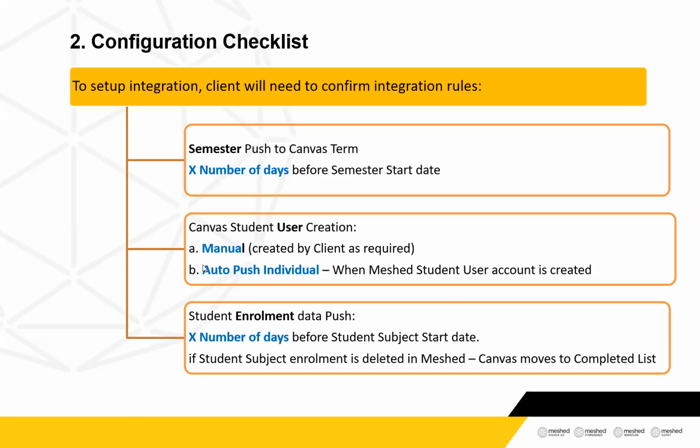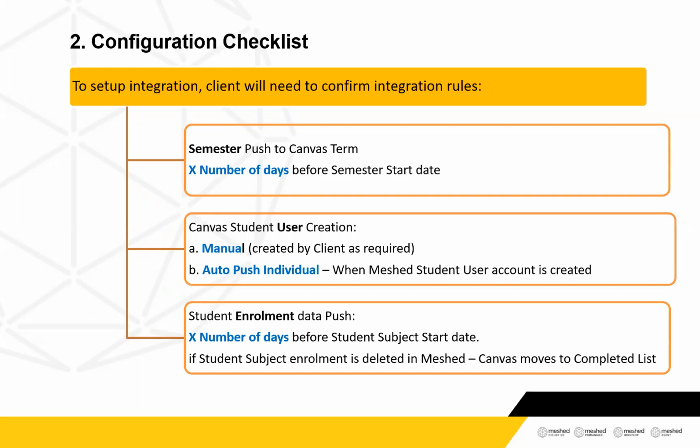Now the next rule is for user account creation. User account creation, that means student Canvas account creation, can be either manual or we can also automate that process. If you prefer the manual process, that means you have to create a Canvas account for each and every student individually, manually, by using the Canvas account creation feature on the Mesh platform. However, we can also automate this process. As soon as your student's Mesh account is created on the Mesh platform, we will automatically create its Canvas account as well. You can select this option based on your requirement.